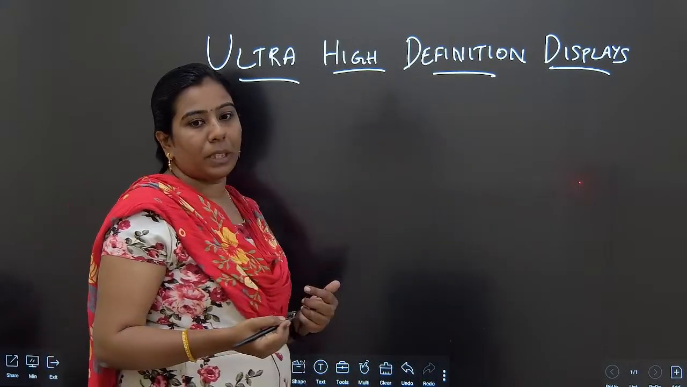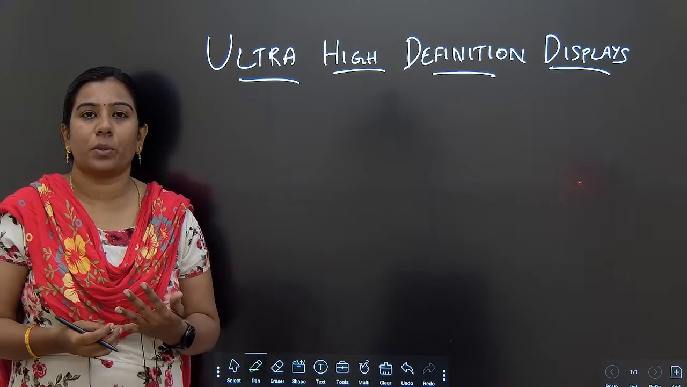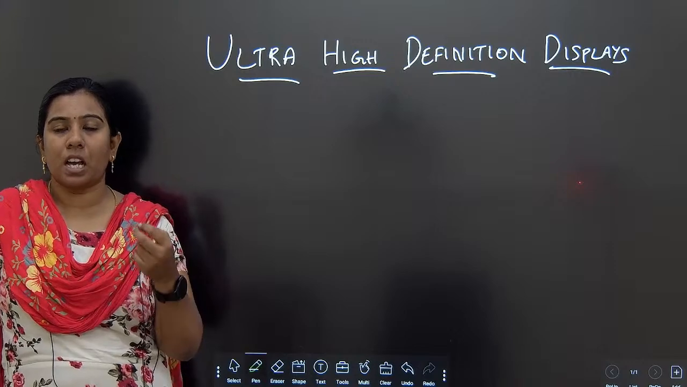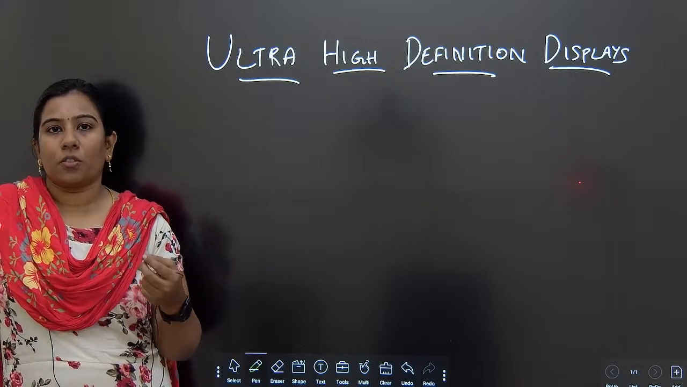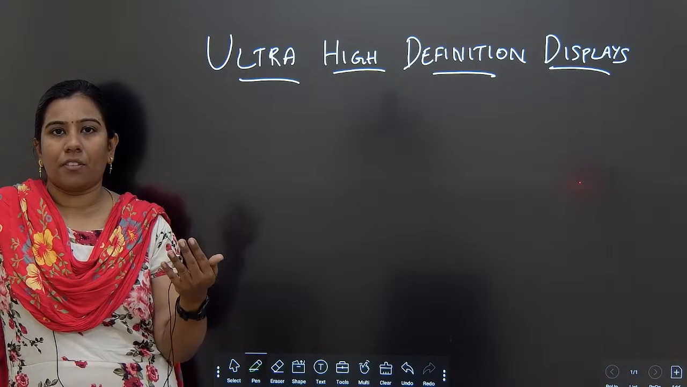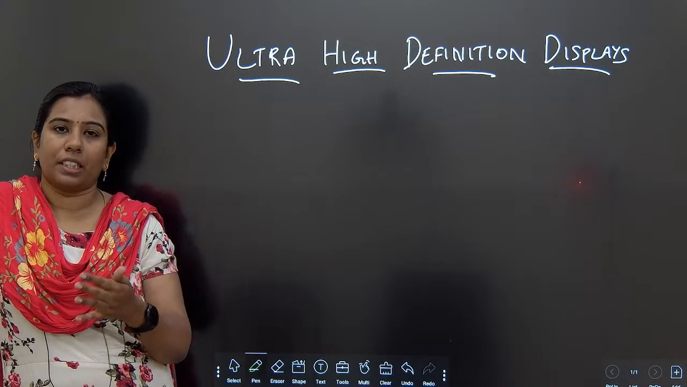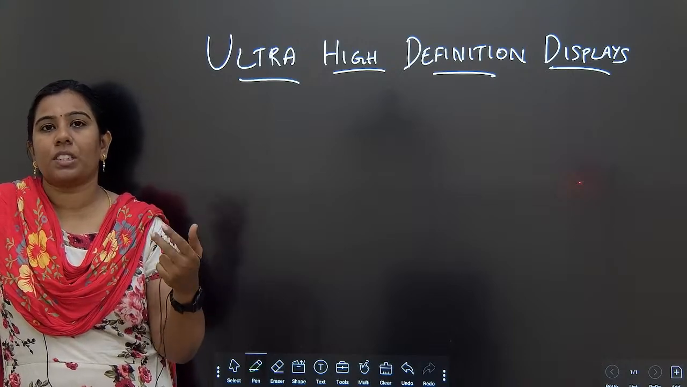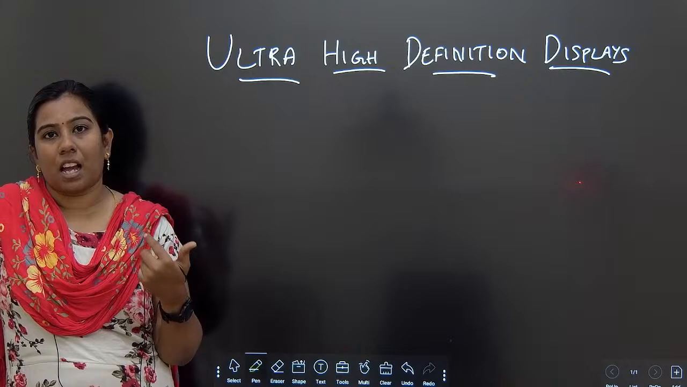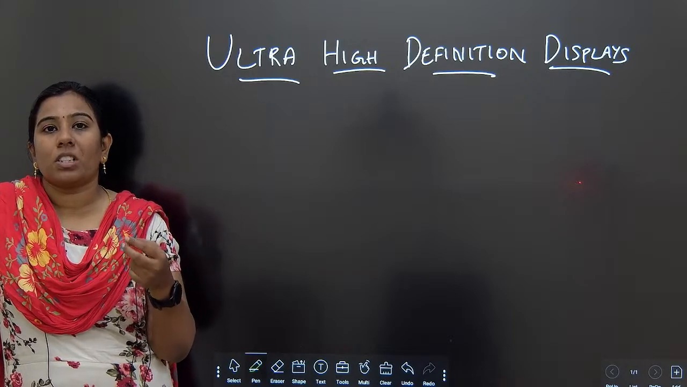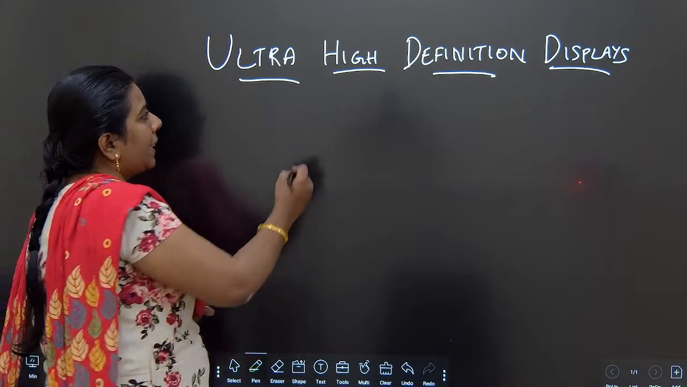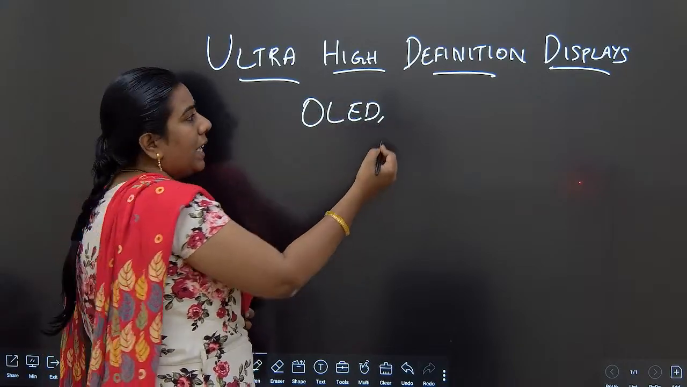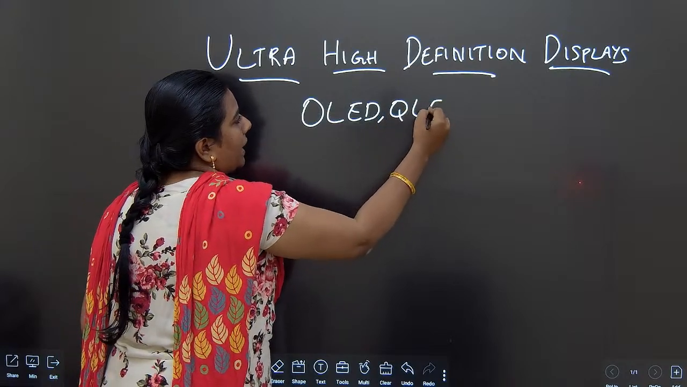So these nanomaterials or nanoparticles are also used in the ultra high definition displays. So where will we use high definition displays? For example, if you take our OLED TVs and QLED TVs, in those displays these nano devices are used. Okay, why? Because in OLED and QLED, the picture quality and the resolution of the picture is more compared to normal TVs.